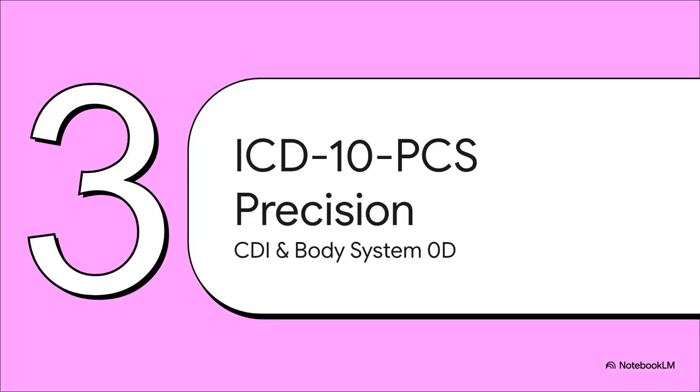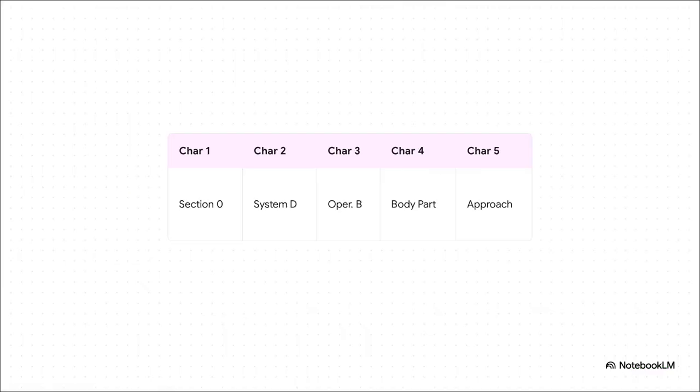Let's move into Section 3, ICD-10 PCS precision and CDI. We really need to dive into the absolute accuracy required when navigating the gastrointestinal system. Table 0DB dictates exactly how coders must meticulously build a 7-character code. It's almost like a puzzle.